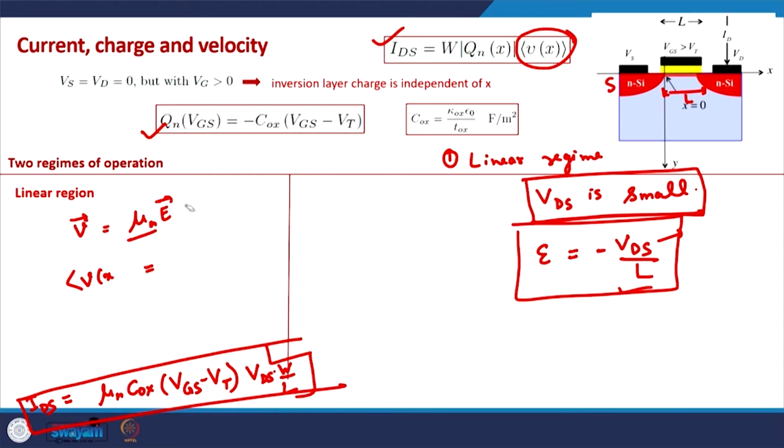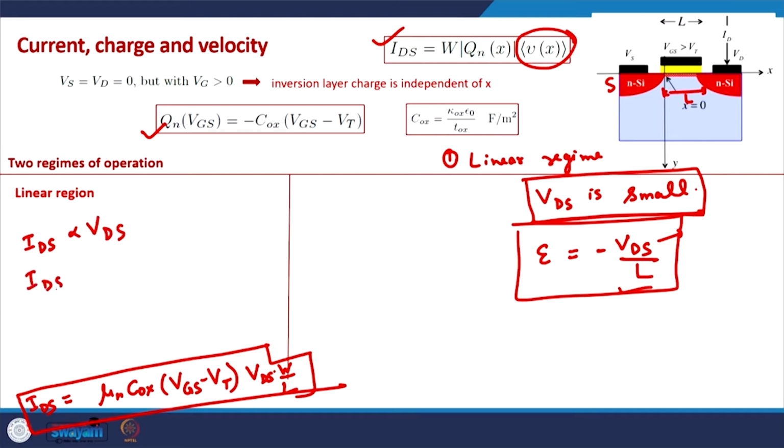So, at the moment we are looking at how the current would be in the linear regime and in the saturation regime. Finally, we will also see a more general expression of the current. So, in the linear regime, as you can see, IDS is directly proportional to VDS and IDS is directly proportional to VGS minus VT.